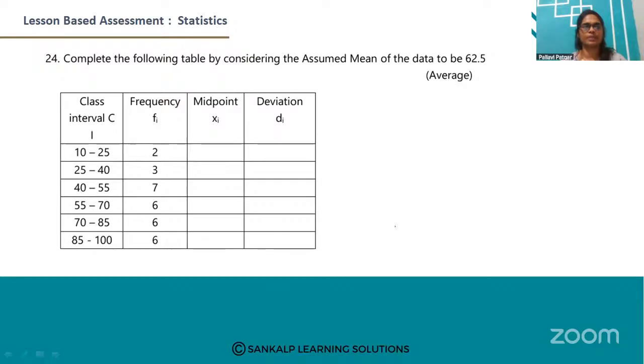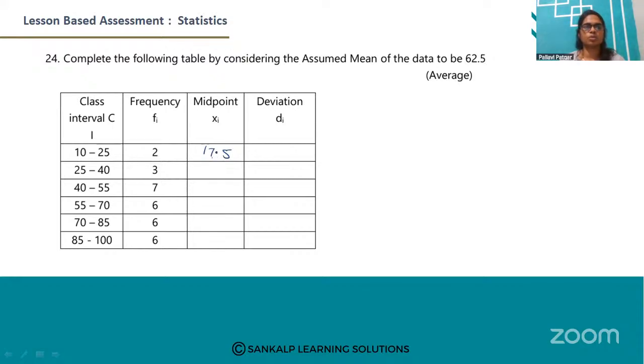Look at the question number 24. Complete the following table by considering the assumed mean of the data to be 62.5. So here midpoint. So midpoint is the average of the lower and upper boundaries of the class interval. So for 10 to 25, xi is 10 plus 25 divided by 2. So this is 17.5. So next 25 plus 40 divided by 2.